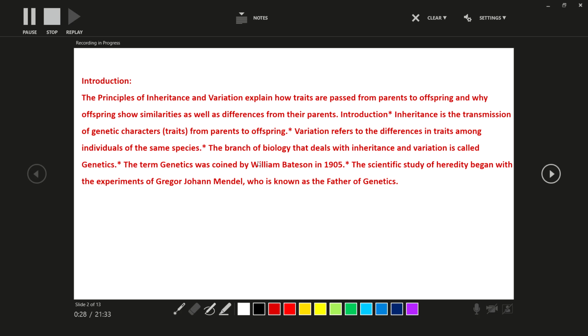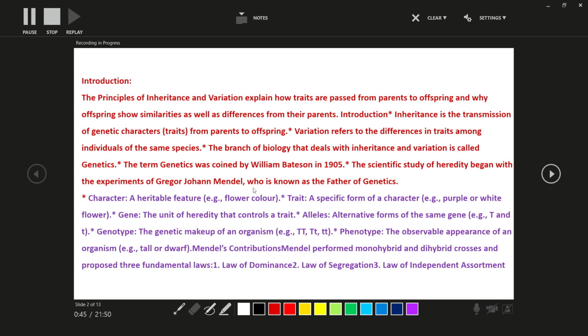The branch of biology that deals with inheritance is called genetics. The term genetics was coined by William Bateson in 1905. The scientific study of heredity began with the experiments of Gregor Mendel, who is known as the father of genetics.